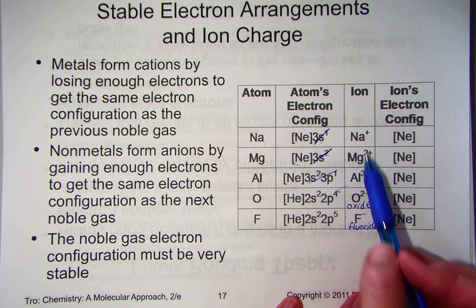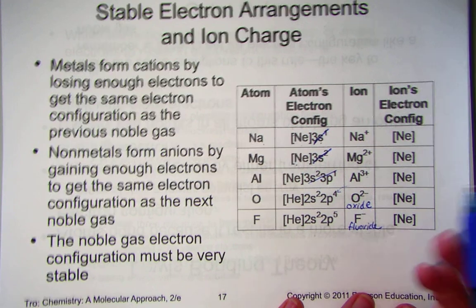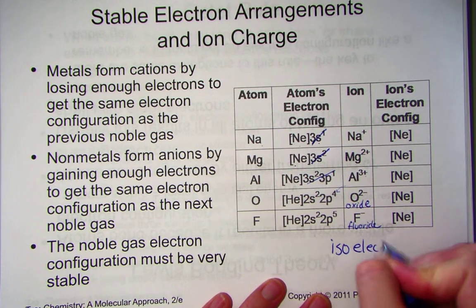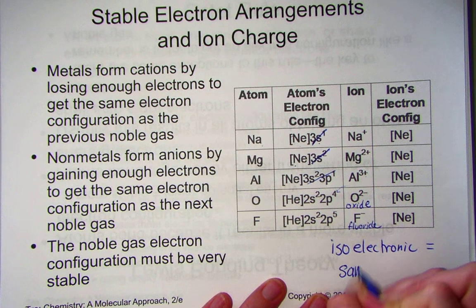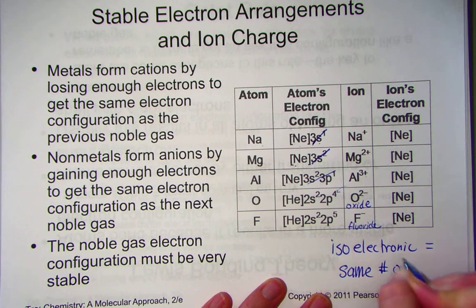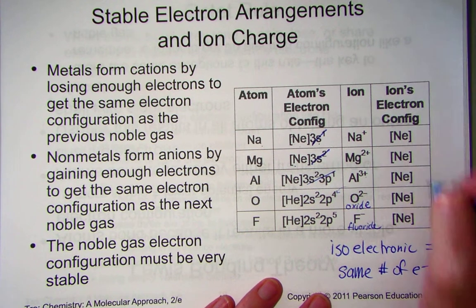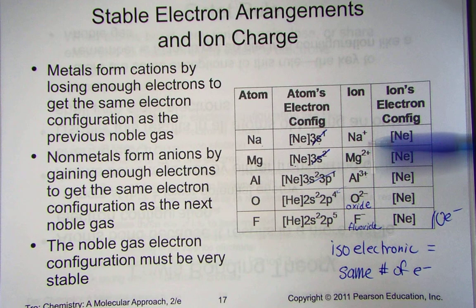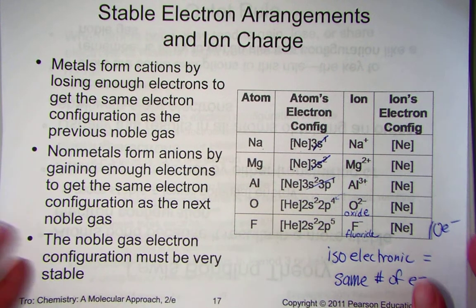Sodium ion, magnesium ion, aluminum ion, oxide, and fluoride are all isoelectronic. They all have the same number of electrons, which indeed matches neon's 10 electrons. They've either lost or gained electrons to achieve the noble gas configuration.